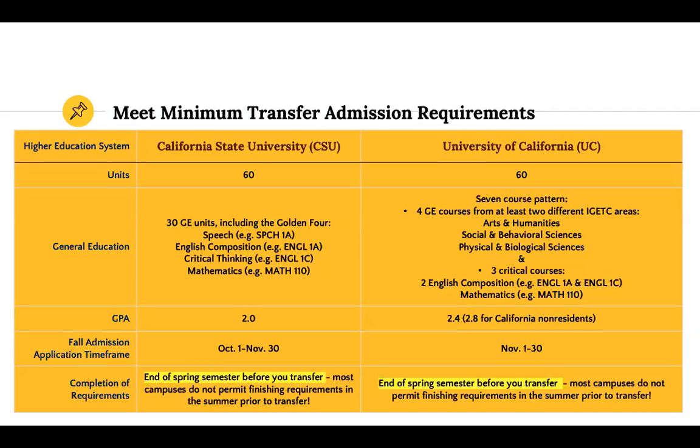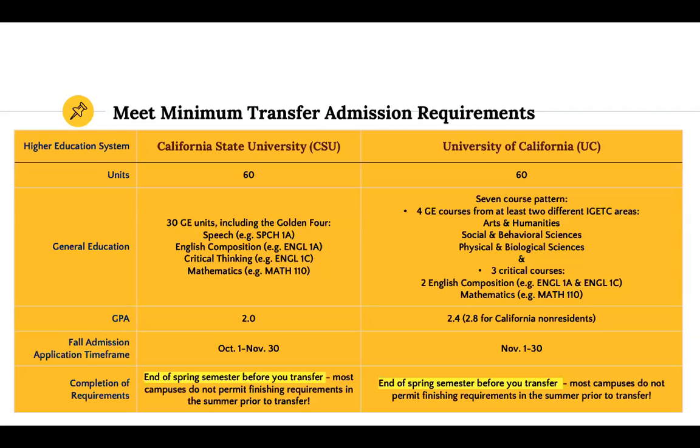For the UCs, you must complete a minimum of 60 transferable units. This is 60 UC transferable units. You must also complete the following 7 courses. The UCs call this the 7-course pattern. You need to have 4 general education courses from at least 2 of the following areas. The following areas include arts and humanities, social and behavioral sciences, and physical and biological sciences. Once again, you only need to complete a minimum of 4 courses from at least 2 different areas, and you must also complete the following 3 courses, 2 English composition courses, and 1 math course.